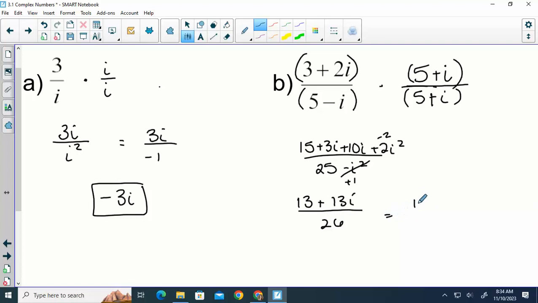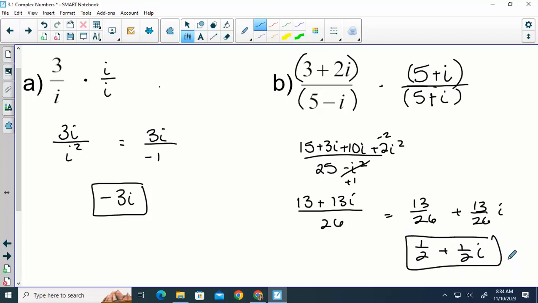Okay, standard form a plus bi, we have to break this fraction apart. We want the real part plus the imaginary. 13 over 26 reduces to 1/2, so we have 1/2 plus 1/2 I for our final answer. So, do you put the I on the outside if it's a fraction? Yeah. I mean you can put it on the top, but technically we usually separate it out.